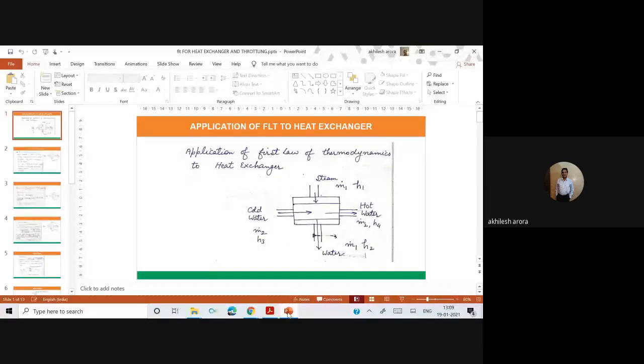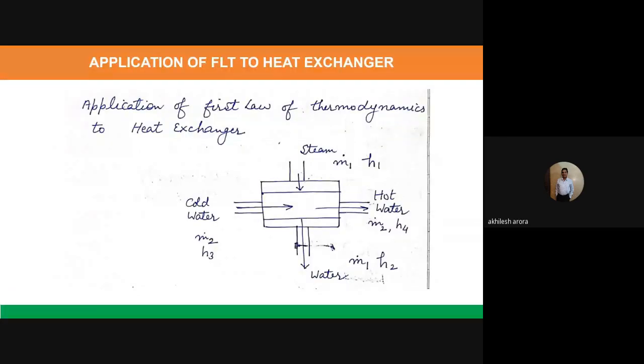So now let us discuss the application of the first law of thermodynamics to a heat exchanger. That is the topic for today. Now, anyone of you who knows something about a heat exchanger? Any idea about a heat exchanger? What is a heat exchanger? Anyone?